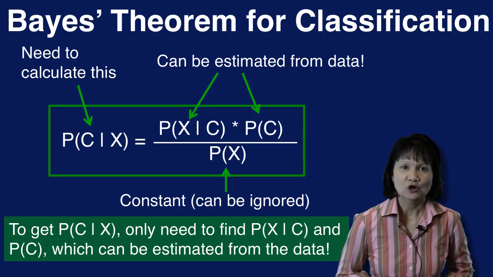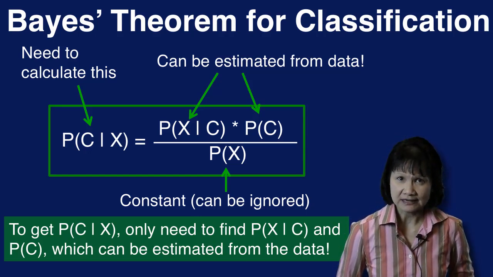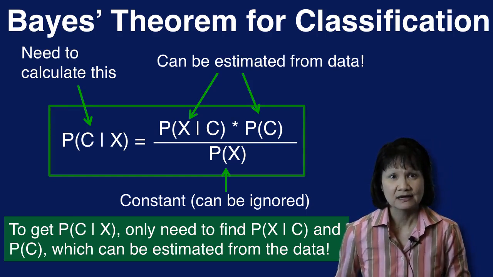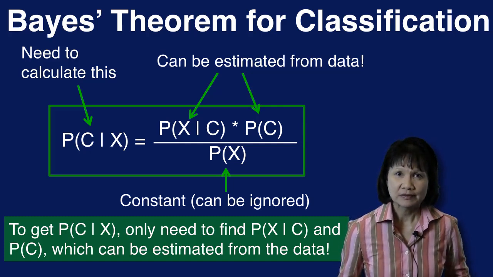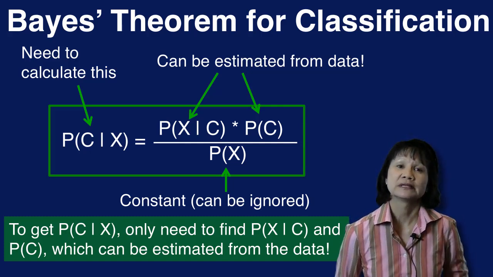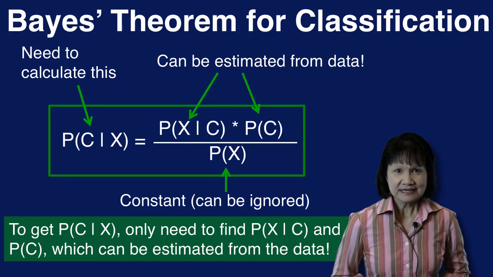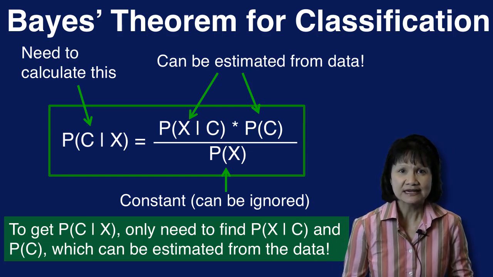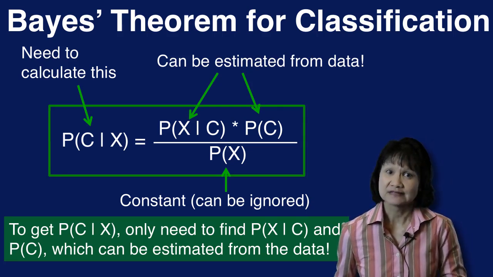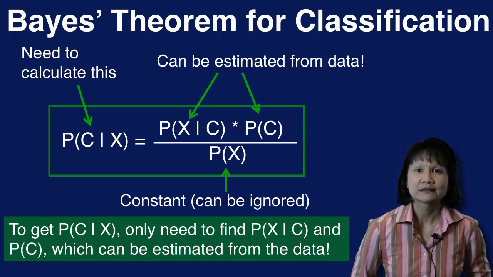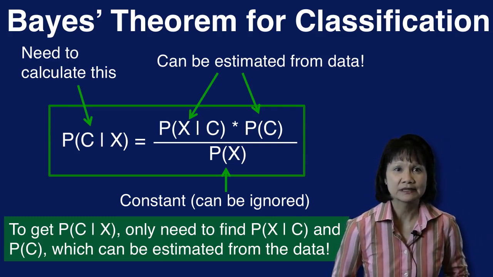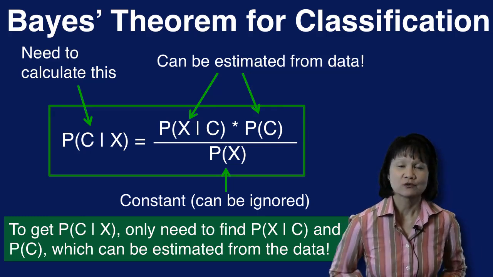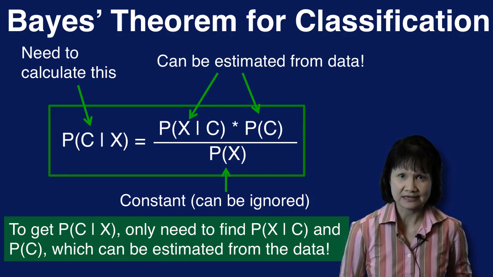Since it is the same value for all classes, the probability of X can be removed from the calculation of probability of C given X. What's left then are the probability of X given C and the probability of C. So estimating the probability of C given X boils down to estimating the probability of X given C and probability of C. The nice thing is that probability of X given C and probability of C can be estimated from the data. So now we have a way to calculate probability of C given X, which is what we need for classification.